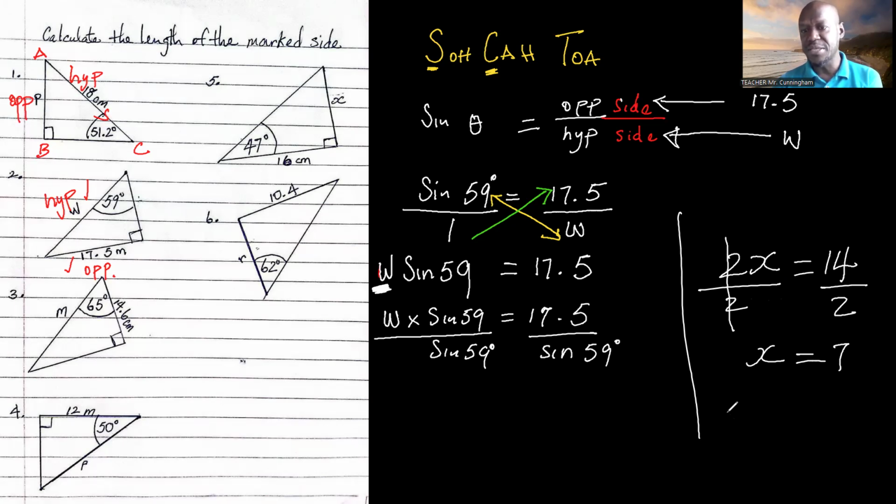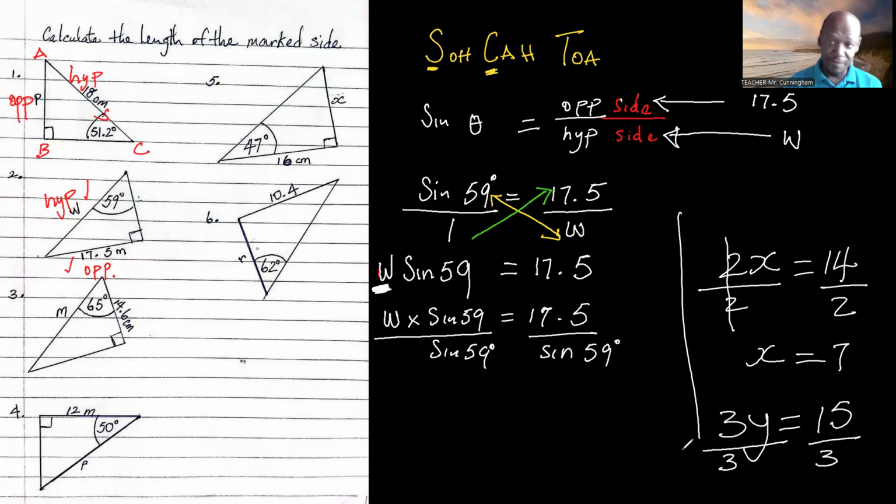So let me give another example. If we have 3y equals 15, Naomi, what are we dividing by to find y? 15 divided by 3. I want you to say we're dividing by 3. What are we dividing by? 3. Thank you. Whatever value is in front of the unknown, we have to divide throughout by it. 3 into 3 is 1, 3 into 15 is 5. So y is equal to 5.